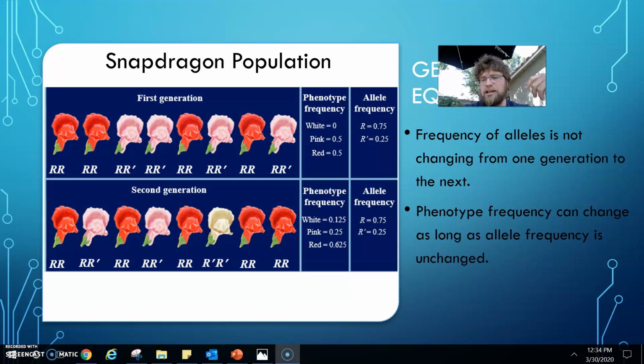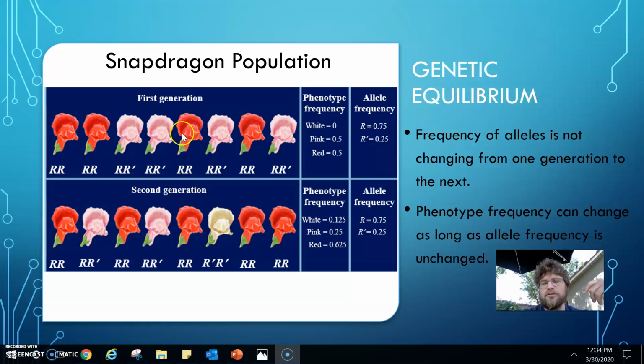Now, when I look at these two generations, at first glance they look different. In my first generation, I've got red and pink, half and half, 50%, 50%. But in the second generation, that's not true. I now have 5 red flowers, 2 pink flowers, and a white flower. And you can see my phenotype frequency has changed. But if I look at the allele frequency, the percentage of each allele I have, it's not different. It's the same. And in this case, it happens because flower color is controlled by incomplete dominance.